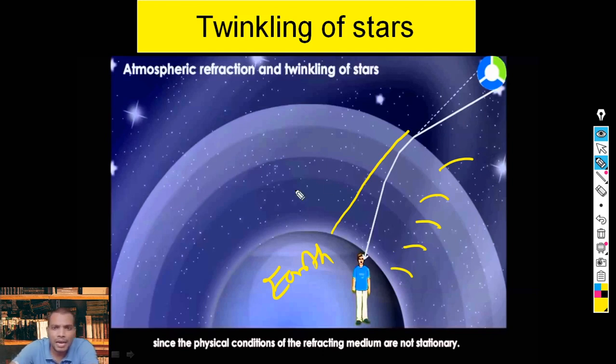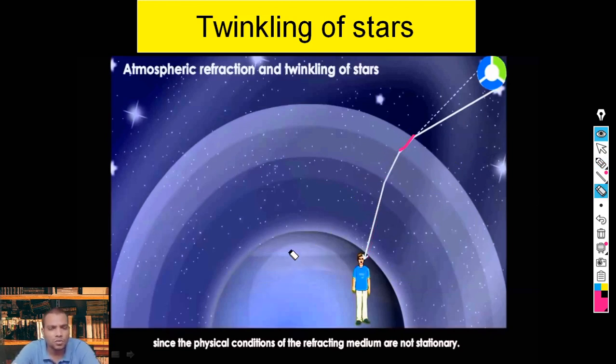During this time, what happens? Light enters different mediums, all having different refractive indices, and finally reaches our eye. And we know that when light travels from one medium to another, due to refraction it bends. When it bends, the apparent position changes. Due to that reason, the stars appear to twinkle. Usually they do not twinkle at all, but they appear to twinkle.